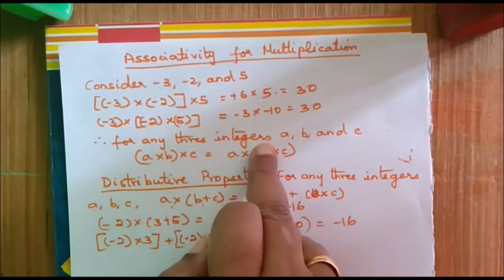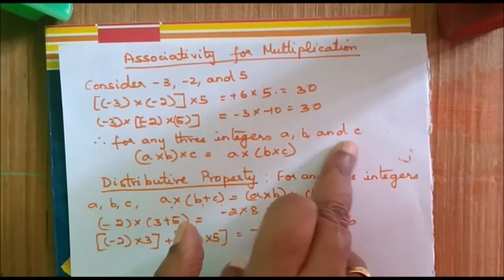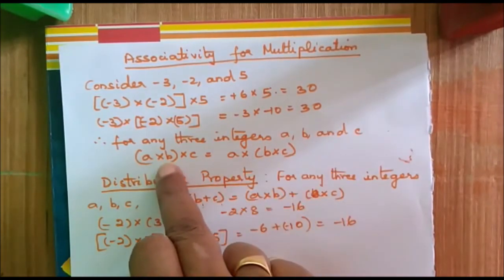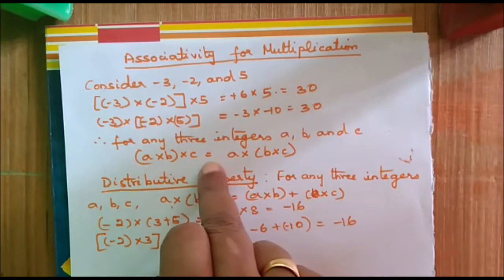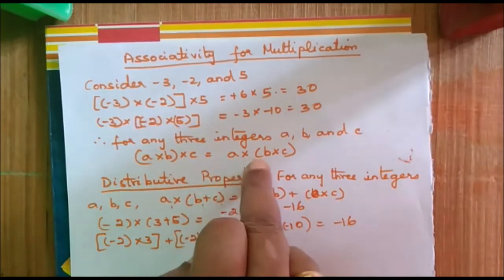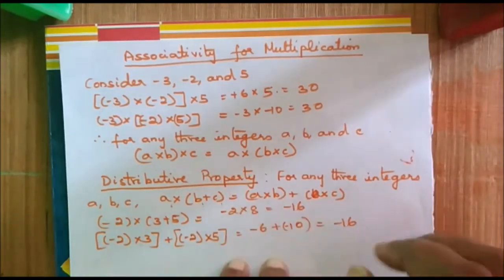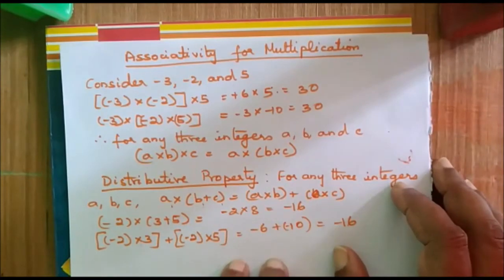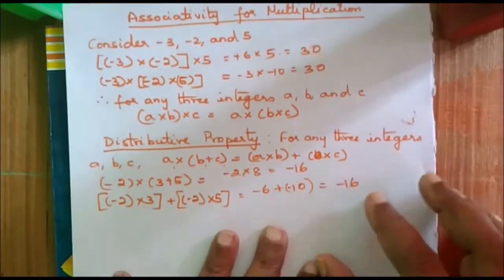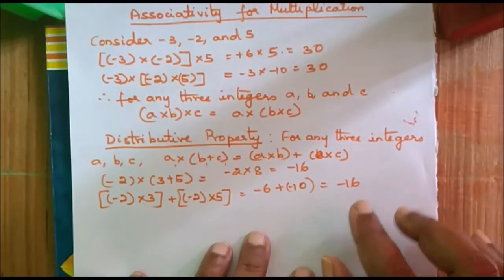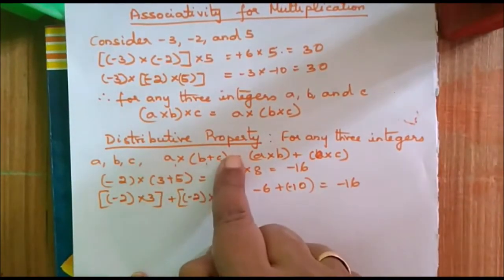Therefore, for any three integers a, b and c, (a into b) into c is equal to a into (b into c). Therefore, associativity holds good for multiplication under integers. Now we'll go to the next property, that is the distributive property.